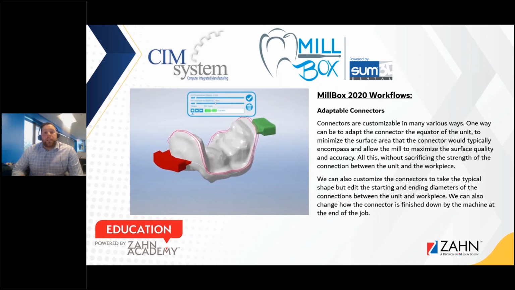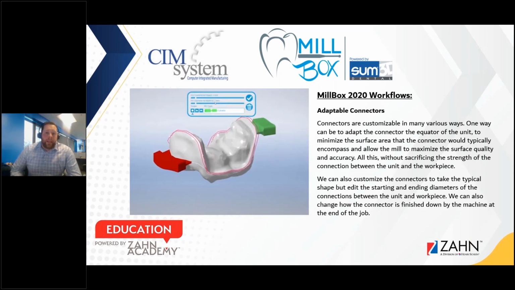If we place the connector on this milling line, this equator line, I guess you'd call it, that allows us to maximize the millable areas when the mill is engaging the unit from the top and bottom sides. So it's minimizing the amount of area that the connector takes up and reducing its area of effect on the outcome of the unit.